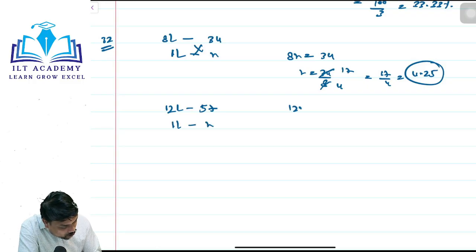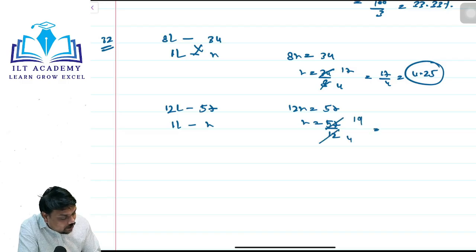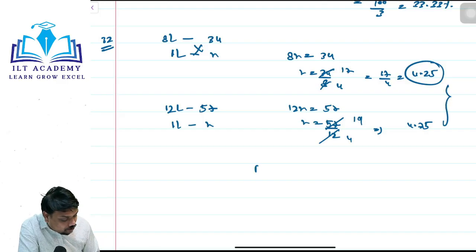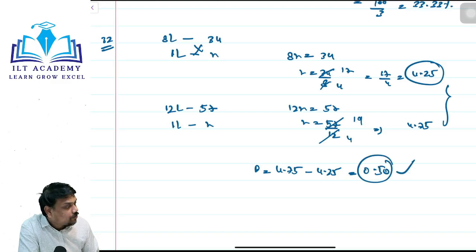So for 1 lock he sold, in the same way, 12x is equal to 57. x is equal to 57 divided by 12. So 3 4s are 12, 3 19s are 57, so 19 by 4, which is 4.75. So what is the profit he is making on 1 lock? 4.75 minus 4.25, which is 0.50 on 1 lock.